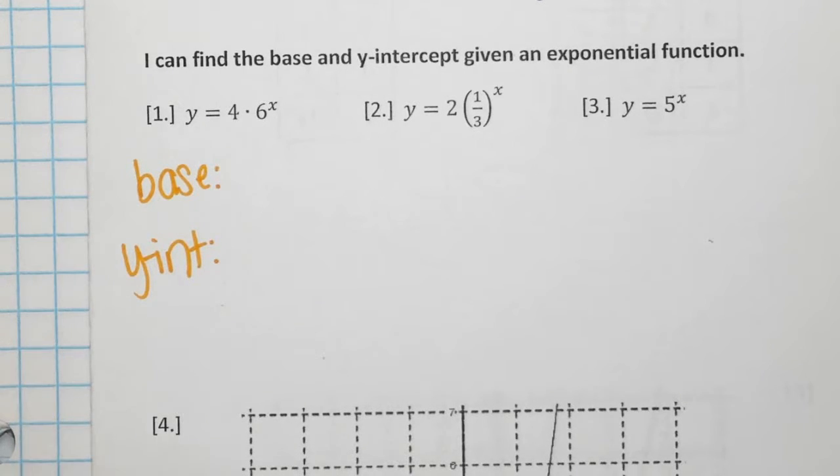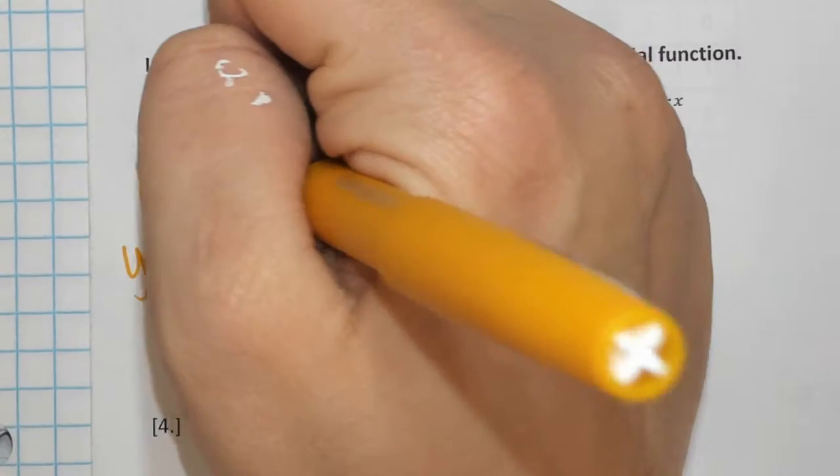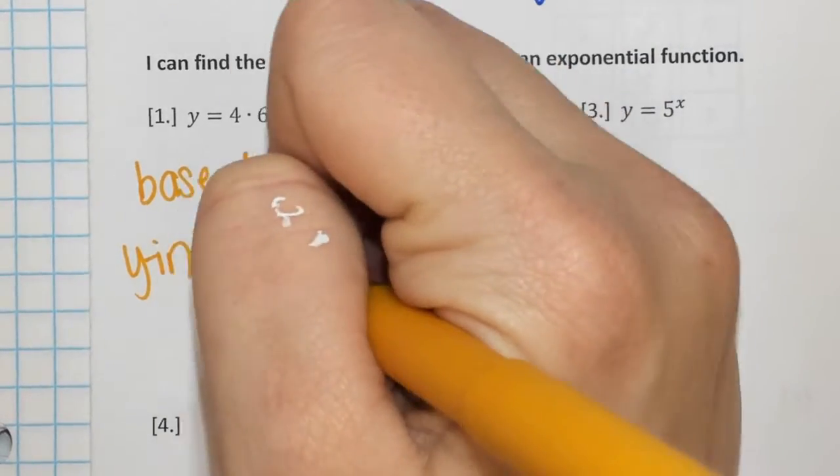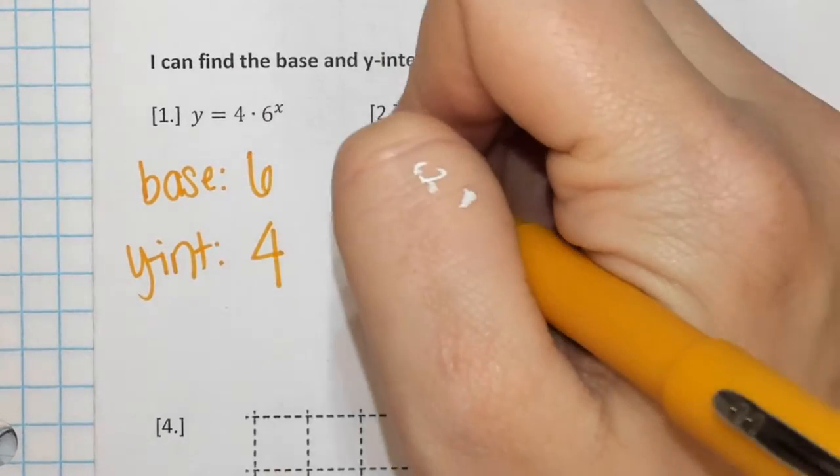Oh, I'm not going to tell you. You're going to have to look back at your notes and figure out how to find the base. Like we just wrote it down. Tell me what it is. The base. Look at you go. And what's our y-intercept? Awesome. If I could give you a point, I would. Do the same thing for all the others.